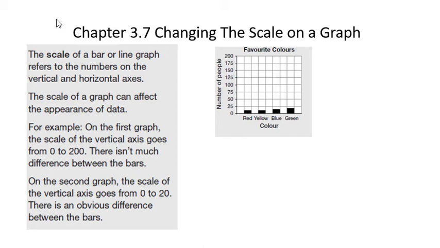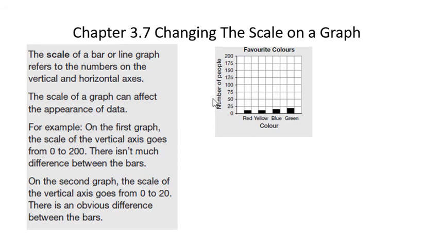Today we're learning what happens when we change the scale on a graph, and in this case, it's on the vertical axis. So I'm going to read you what a scale is, and we'll look at what the scale does on this graph right here. The scale of a bar or line graph refers to the numbers on the vertical and horizontal axes. In this case, it's just on the vertical axis. The scale of a graph can affect the appearance of data.